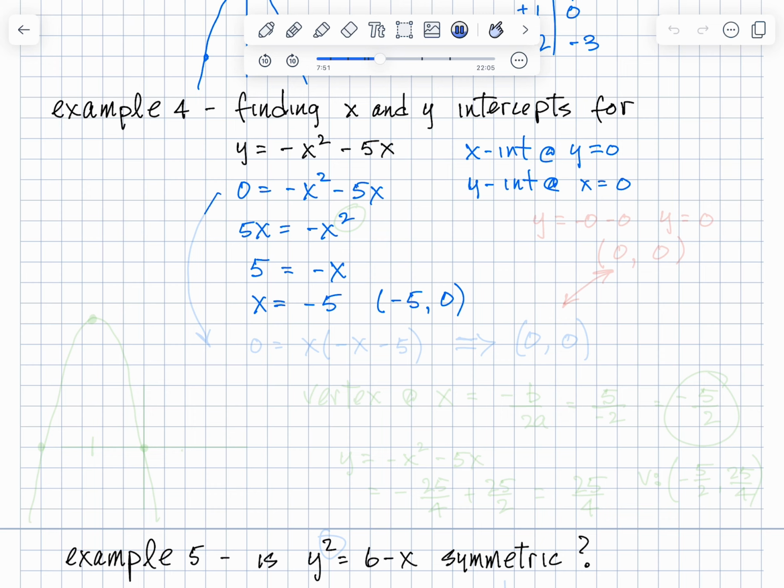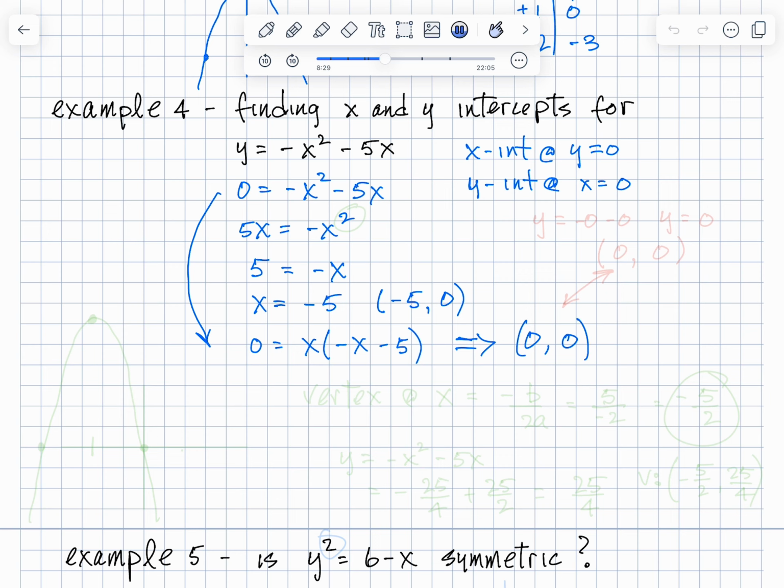The other solution we get by factoring an x out. So from the original, let's say 0 equals x times (negative x minus 5). And that's going to give us 0. And when x is 0, y is 0. So that's our other point.